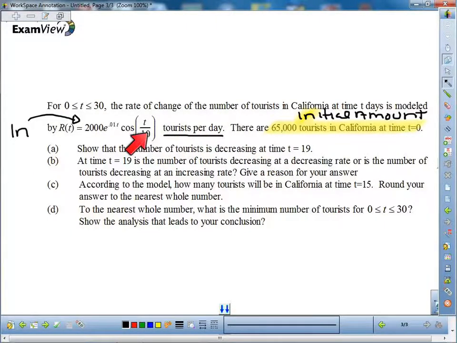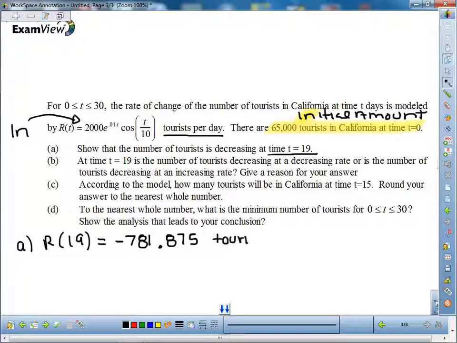all we have to do is substitute t into r, because this is to show that it's decreasing. We need to show that the rate of change of the tourists per day is negative. So if we substitute that into r and use our calculator, we get negative 781 tourists per day. Notice how it's negative, so my rate of change is negative. That means that every day California is losing about 781 tourists per day at t equals 19 days.